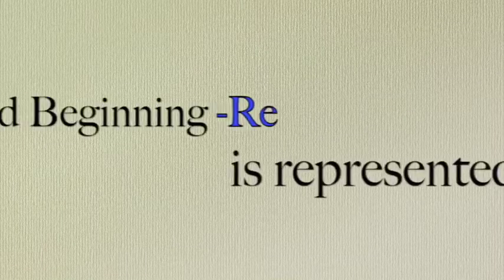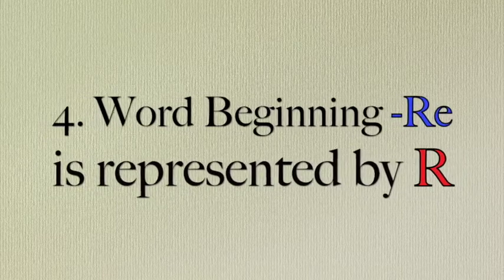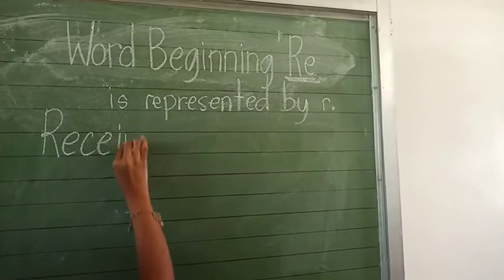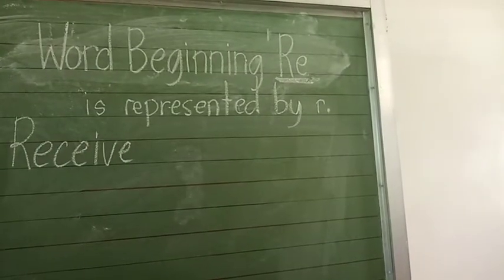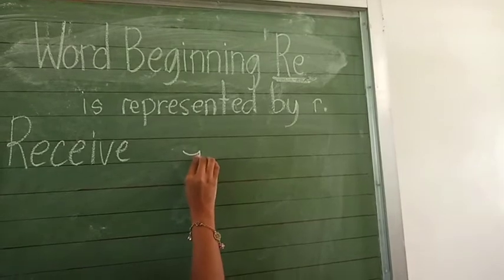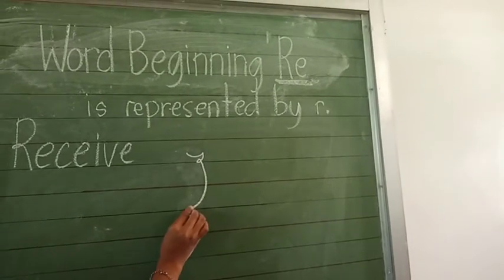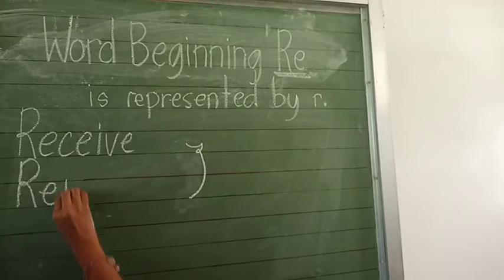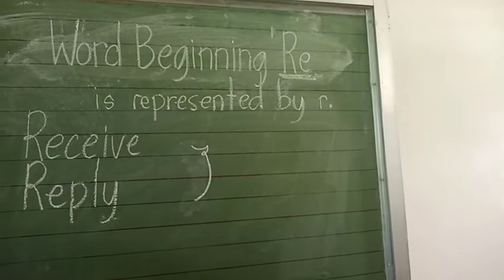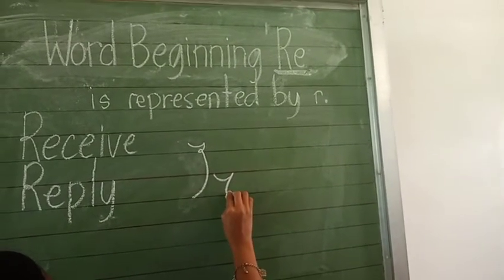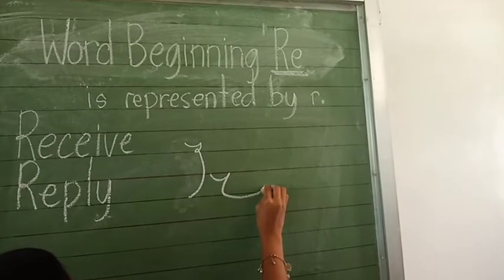Under principle number 4, word beginning re is represented by R. Example, receive is represented by R, S, E, and V. Next, reply is represented by R, P, L, and broken eye.